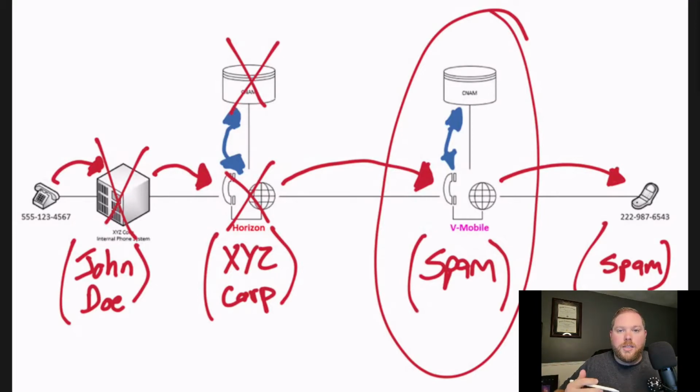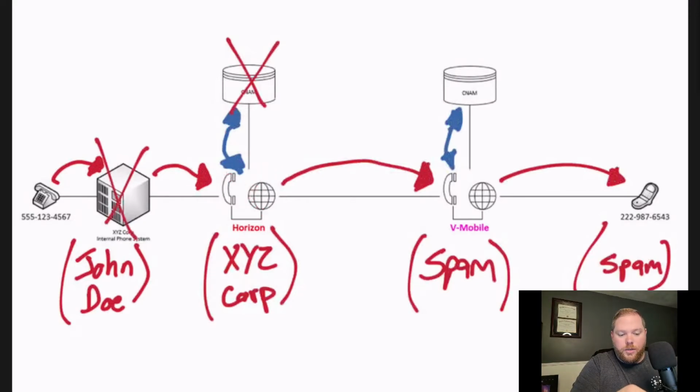Now, you might say, well, that's simple enough. We can just put in a ticket with V-Mobile. Well, that's where you're wrong, because unless you are a customer of V-Mobile, which you're not, you're a customer of Horizon, you can't put in that ticket. So what can you do?